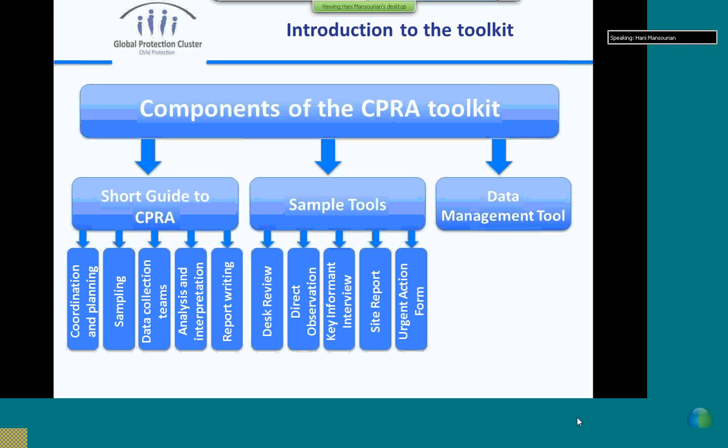So there's a small guide within the sample tools document that tells you about desk review, how to conduct a desk review, and a little checklist that will help you when you're conducting your desk review. Then we have a direct observation tool that will help you conduct your direct observation when you're in the field. It's a series of questions that is more of a guide of what kind of things you want to look for when you're conducting direct observation. And I'll go into further details about each of these in a moment. Then we have the key informant interview form, which again is kind of the core methodology that we use. Key informant interviews are at the heart of our methodology.